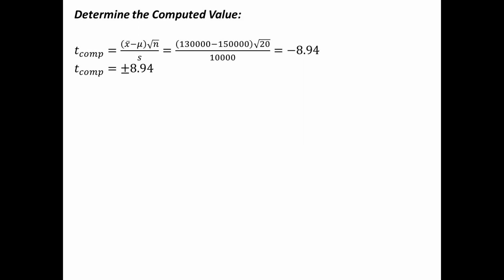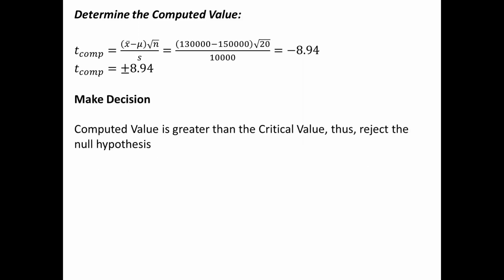So kapag greater, reject ba ang null o accept ang null? Reject. So reject natin. So make a decision. Computed value is greater than the critical, so we have to reject the null hypothesis. That only shows that we have to accept the alternative hypothesis. Yan, accept HA. So hindi totoo yung claim. Tama? Hindi totoo yung claim. So that is the conclusion.